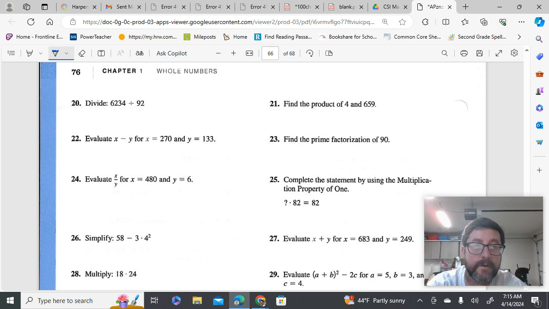Divide 6,234 divided by 92. I personally myself would use a calculator at this point. I could do it, and I could do it faulty too, because I'd have to divide 92 into 623 because it's not going to go into 62 anymore. It's a big number. When you get this big, use a calculator.